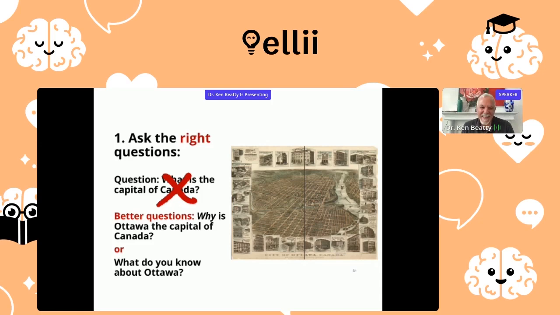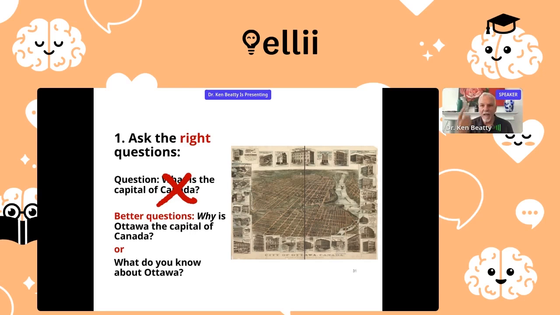Better questions is if you ask why questions. Why is Ottawa the capital of Canada? Oh, I guess it was a political thing. It was between French-speaking Quebec and English-speaking Ontario. Oh, it's on a waterway. It's on a river. Maybe that was good for defense. I don't know. So you start thinking.